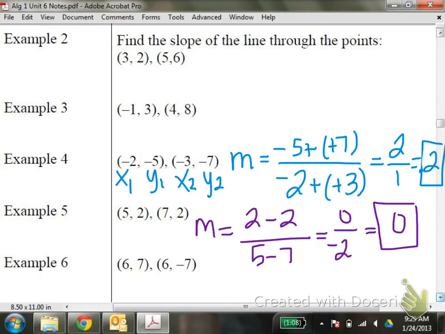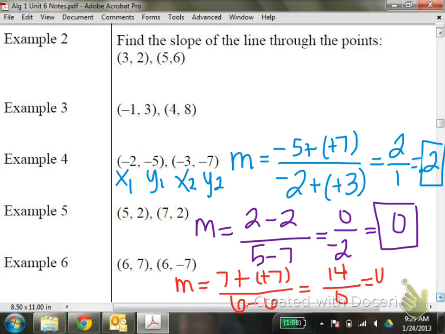Okay, so example 6. What am I going to have in the numerator? 7 minus negative 7, right? Over 6 minus 6. Okay, what's 7 minus negative 7? Those turn to plus, and what do I get? 14. Over 6 minus 6? 0. Am I allowed to have 0 in the denominator? No, so my slope is undefined.